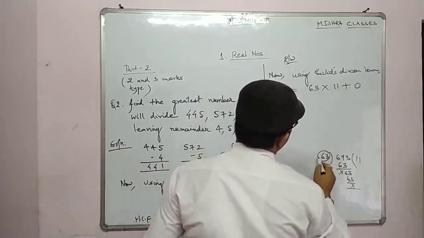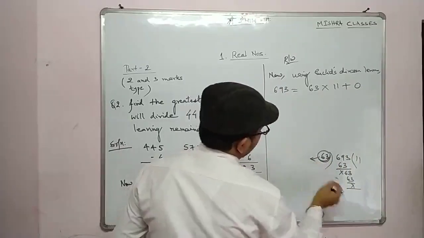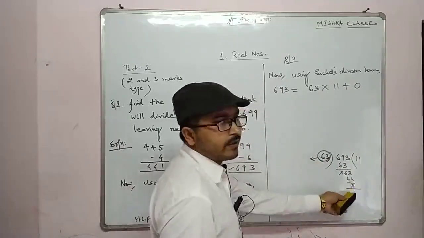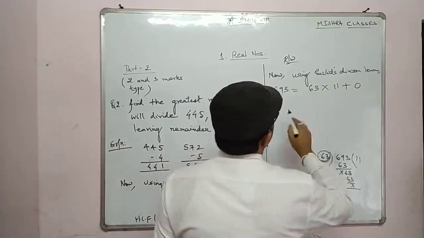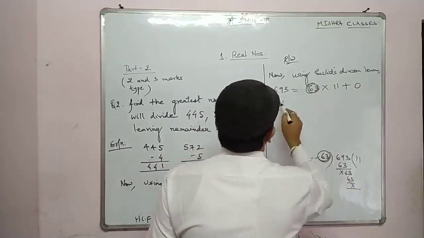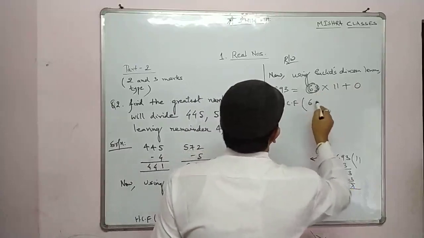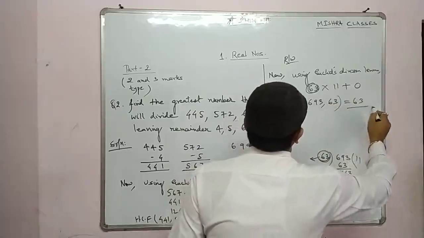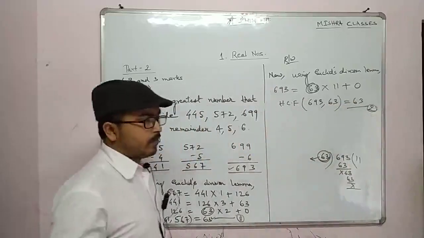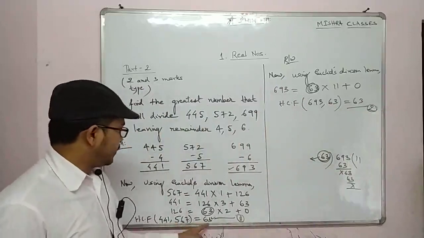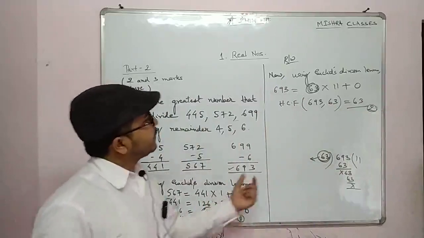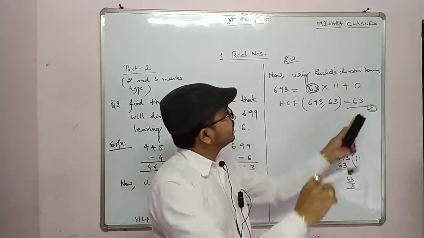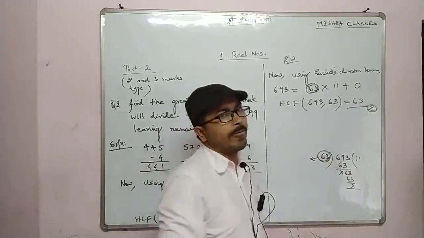So this is our first divisor, and here it terminates, yes or no? That means this is our HCF. So what we can say, HCF of 693 comma 63 equals how much? 63. Mark it as equation number 2. Now we are saying that 63 divides these two numbers also. Is it clear?